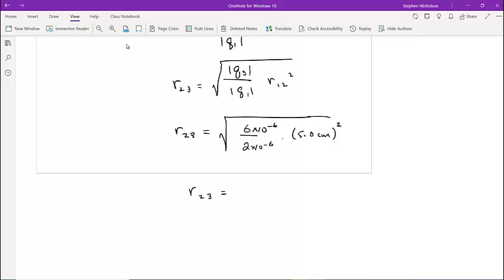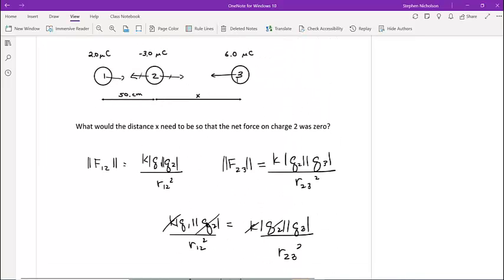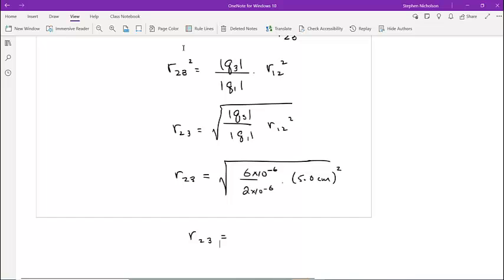And because Q3 is greater than Q1, this is going to have to be further away, because they're both interacting with the 3 microcoulomb charge 2. So that number should be greater, which it is because 6 divided by 2 is greater than 1. Okay, so we're going to take the square root of 6 divided by 2 times 5 squared.